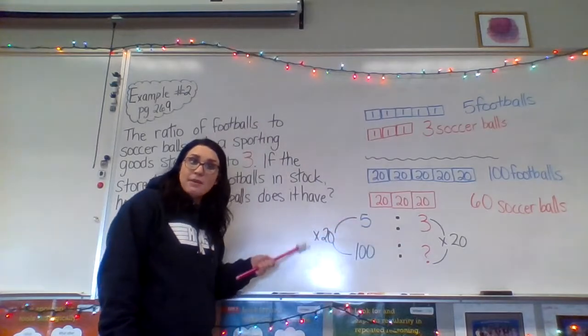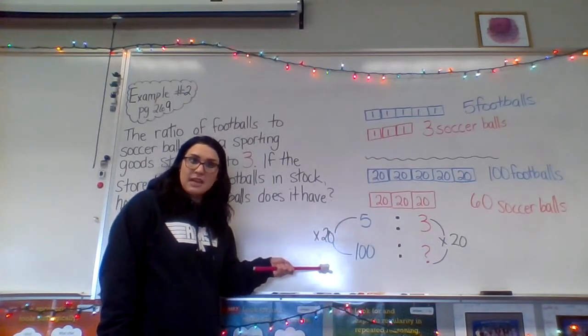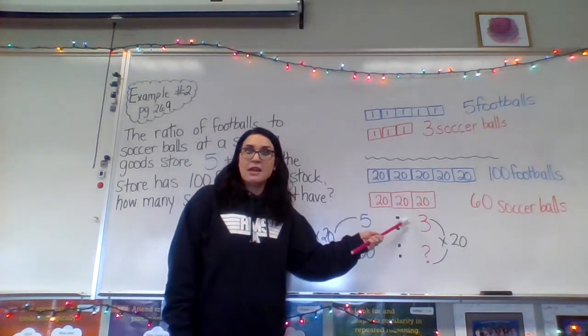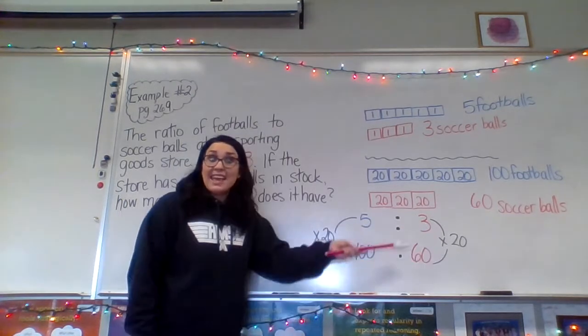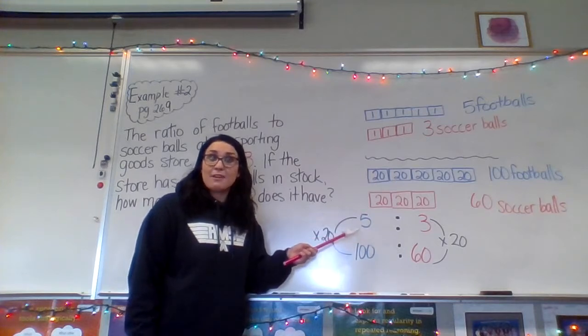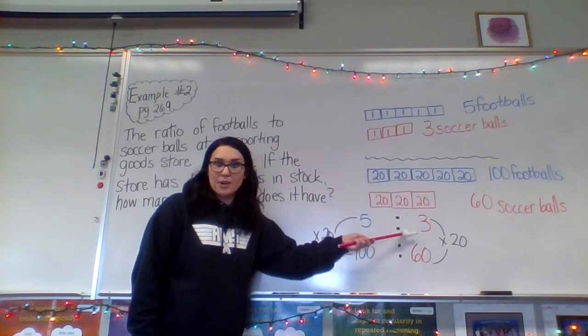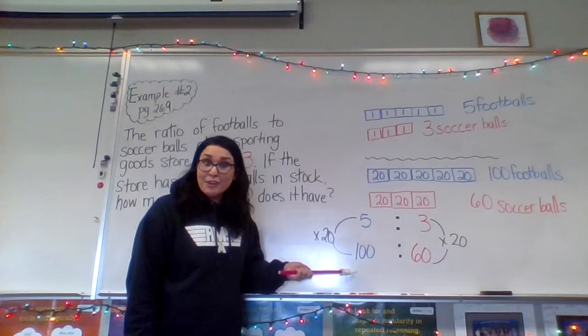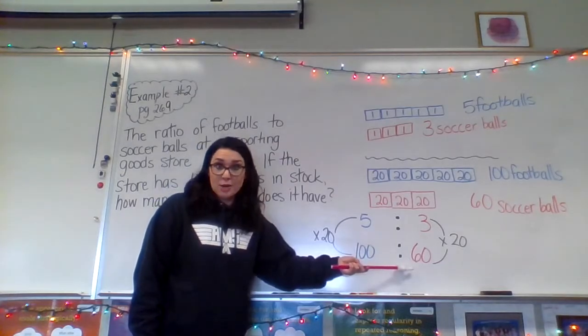So if I multiplied by 20 to get from this step to this step, I need to do the same thing over here. What's 3 times 20? It equals 60. So this means that for every 5 footballs, we have 3 soccer balls, and when we have 100 footballs, we have 60 soccer balls.